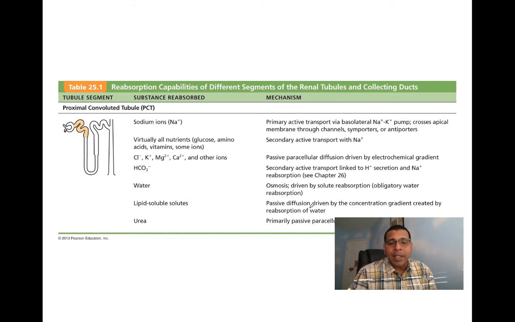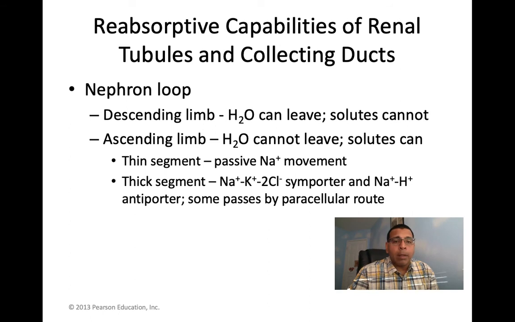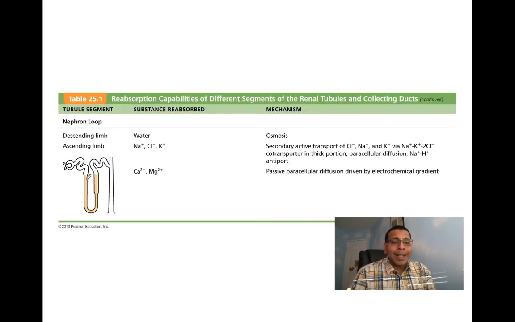Lipid-soluble substances, passive diffusion. Urea, primarily passive paracellular diffusion. We talk about nephron loop, the descending limb, water, osmosis. I showed you how then the osmolarity there is going to become more concentrated. You can see why water is being reabsorbed. Now in the ascending limb, you can see sodium, chloride, and potassium, thanks to secondary active transport of chloride, sodium, and potassium via sodium, potassium, 2-chloride co-transporters in the thick portion. Calcium and magnesium, passive paracellular diffusion driven by electrochemical gradients.